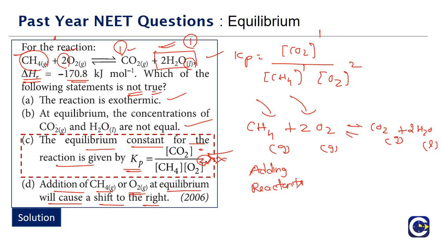Now as per the Le Chatelier principle, what happens? If we add reactant, the equilibrium will shift in such a way that the reactant will be consumed. So how does it have to shift? It has to shift in the forward direction or towards the right. So this is also correct. Adding reactant will shift the reaction to the right. Removing reactant will shift the reaction to the back. So the one that is incorrect is option C.